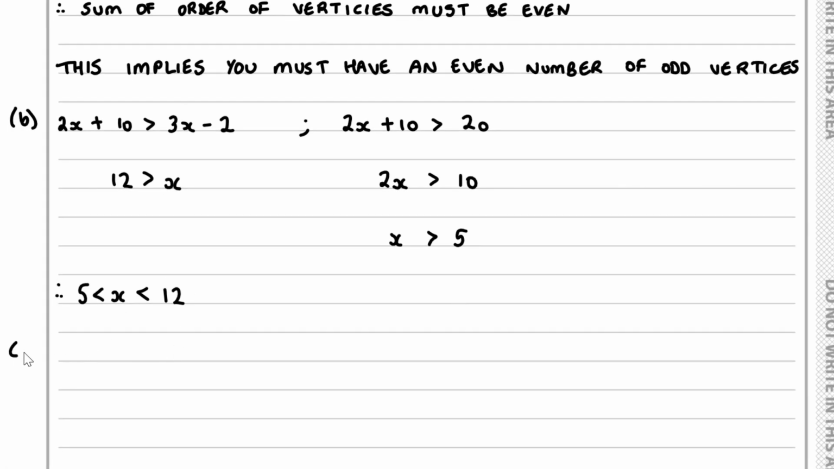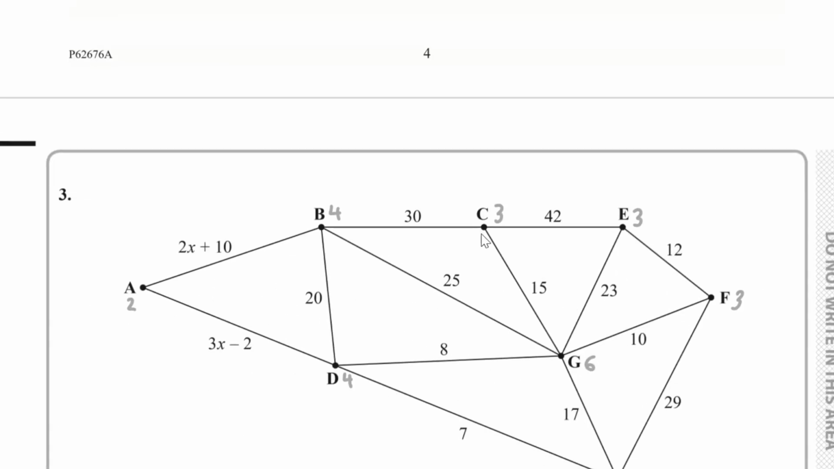So for part C, the odd vertices, we have C, E, F, and H. Okay. And now we need to find out the pairings. So for the pairings, we've got CE, so starting at C, finishing at E.